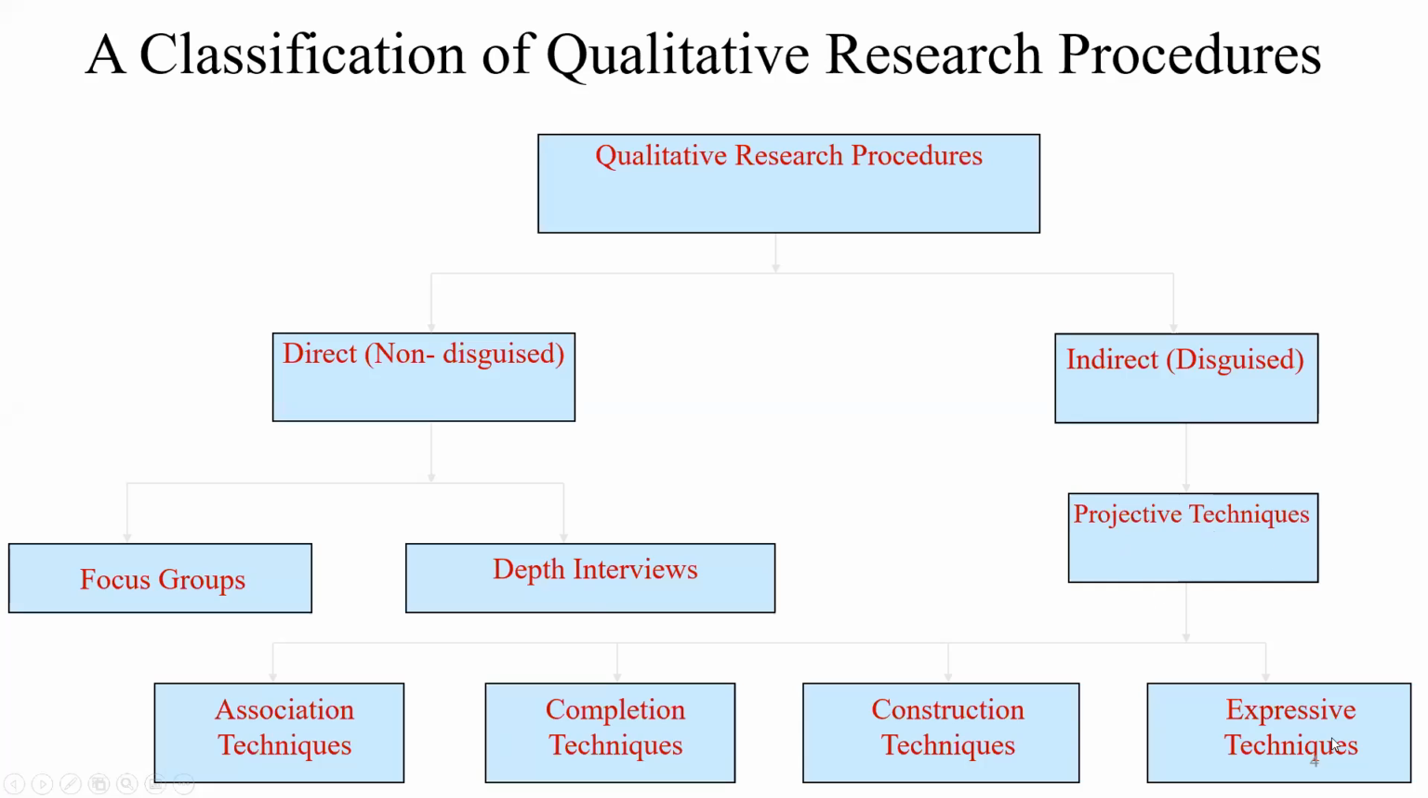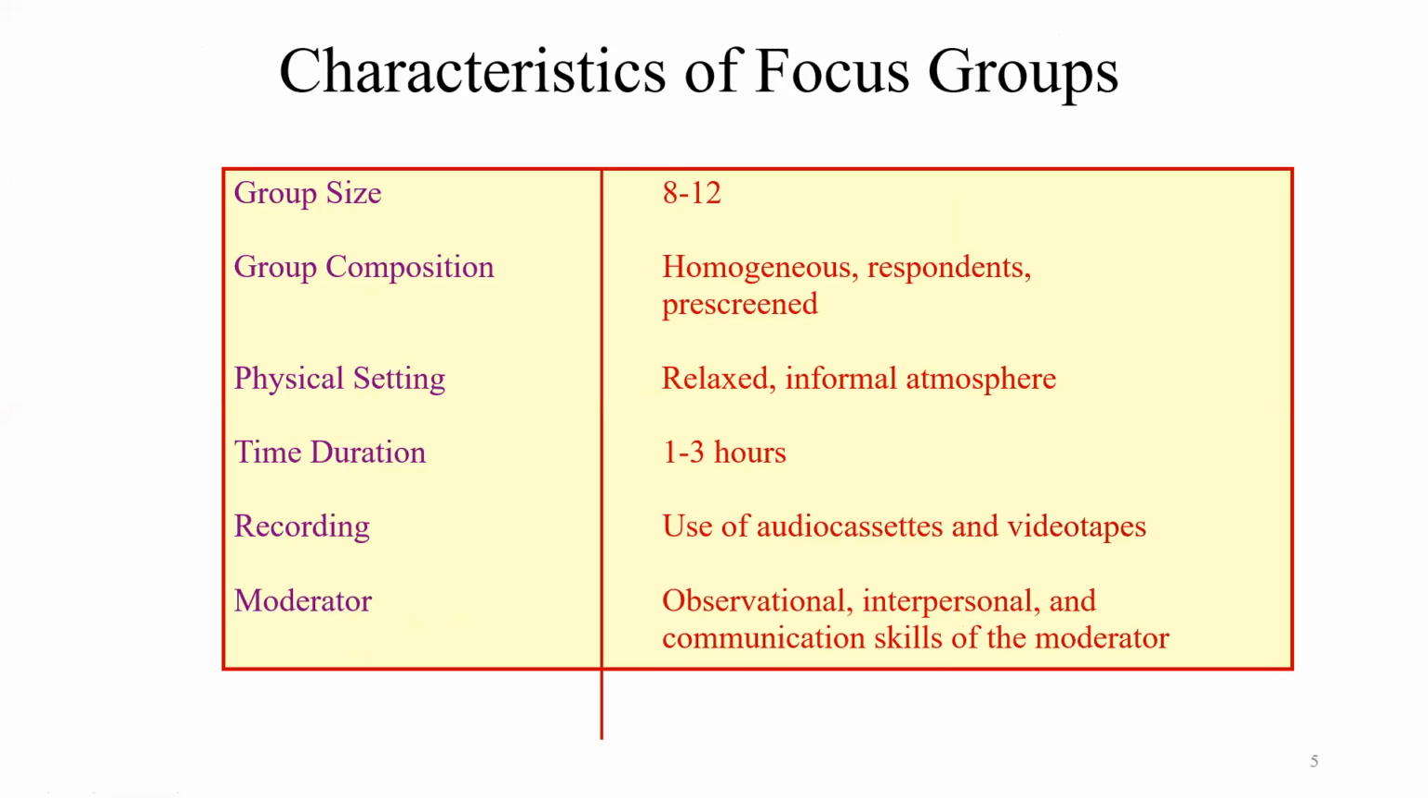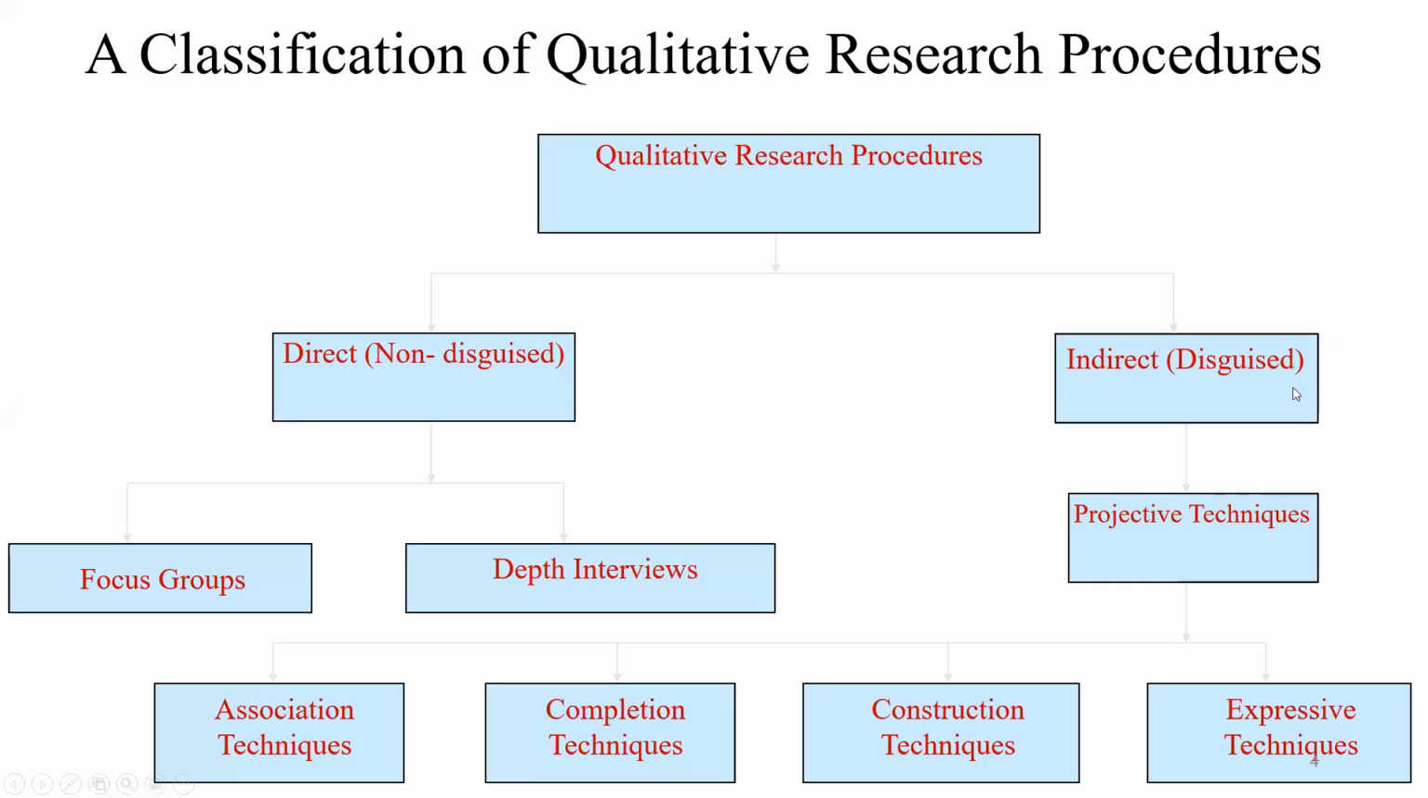In projective technique they use different methods: association technique, completion technique, construction technique, expression technique. I have shared some articles, and we will discuss them one by one. Okay, is it clear? Are you able to understand what is qualitative research, and what is direct and indirect? Somewhat. Yes, sir. Okay, I'll proceed one by one. First we'll start with direct, then we'll go to indirect.